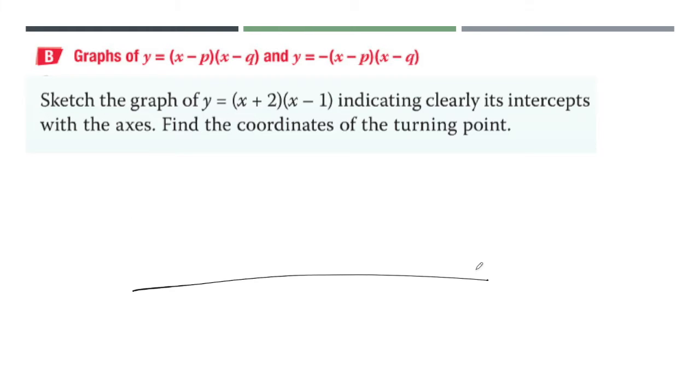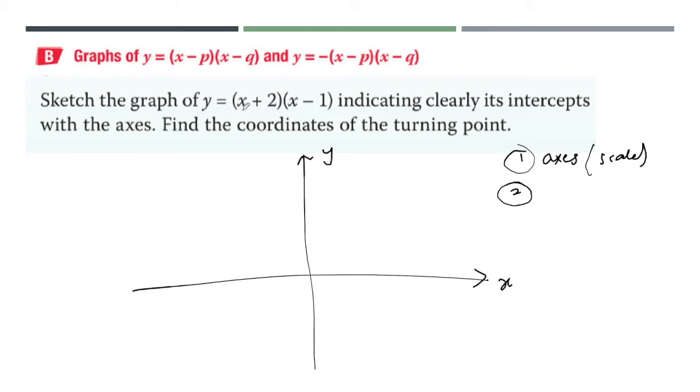First things first, we need to have our axis. Then the second thing will be, okay, your axis, of course, it means your scale. The second thing to note is whether it is a smile or a frown graph. If you look at this, this is x times x, so you get a positive x squared. And that means that it should be a smile graph.